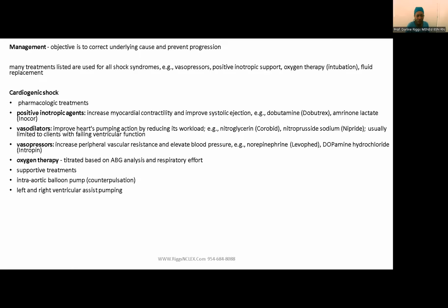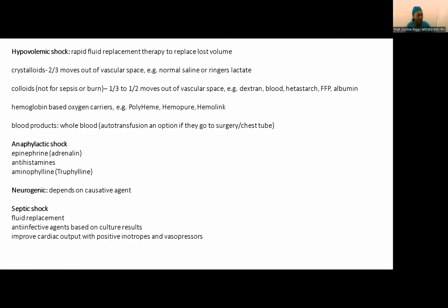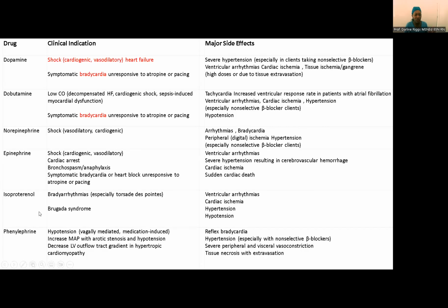I have a little table for you. Let me show you the table and then I'll come back. This is a great table to be familiar with. Okay, dopamine, dobutamine, norepi, isoproterenol, phenylephrine. Yep, this is a great table.